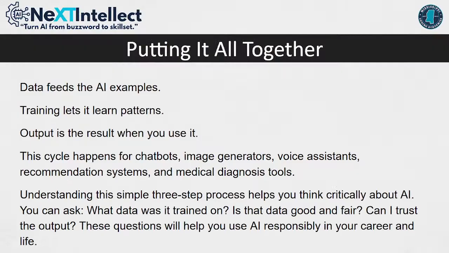Putting it all together. Data feeds the AI examples. Training lets it learn patterns. And output is the result when you use it. This cycle happens for chatbots, image generators, voice assistants, recommendation systems, and medical diagnosis tools. Understanding this simple three-step process of data, training, and output helps you to think critically about AI.